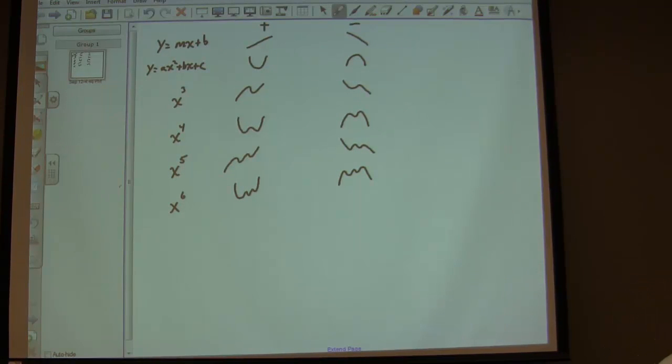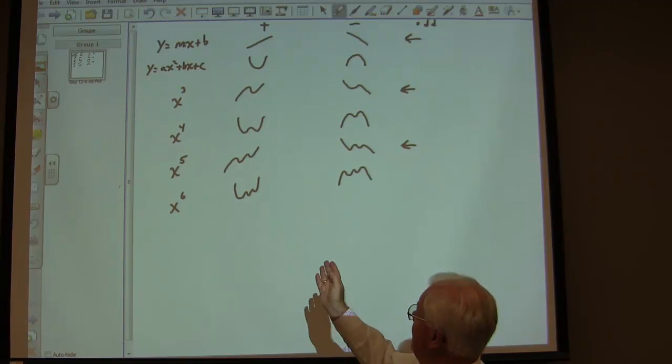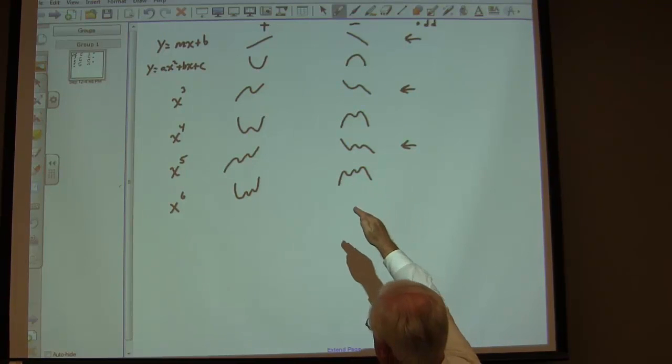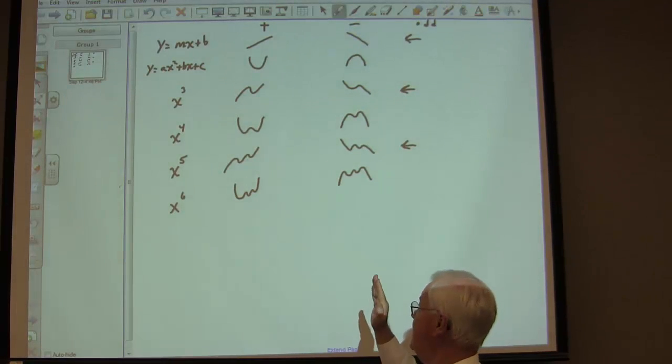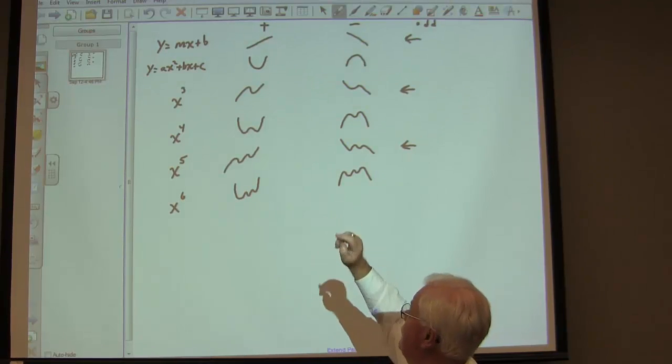So the odd powers, the 1, the 3, and the 5, all follow a particular shape of going uphill if they're positive and coming downhill if they're negative. They have a different number of humps in the middle, but what's happening on either end of the function, what we call the end behavior, is the same for the odds.